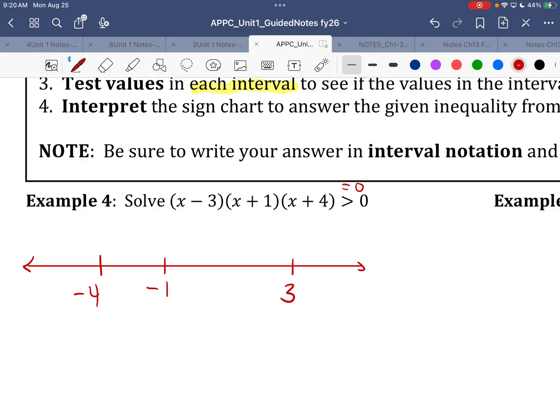Now for this inequality, looking at the actual inequality, are we allowed to actually equal 0? No, so what kind of circle do you think I'm going to put around these? Closed means filled in to me. Filled in means I can equal it. Open circle, so I'm open circling it because I cannot equal it.